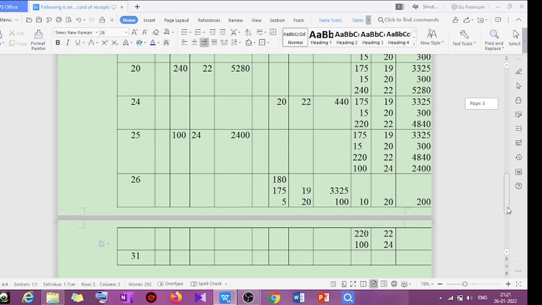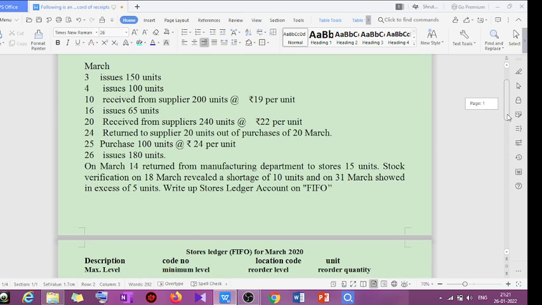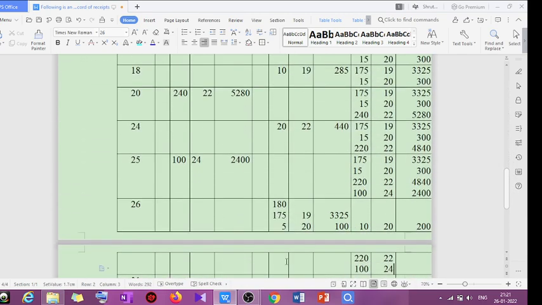The last transaction, there is a surplus. So whenever there is a surplus, please write it under receipt column.